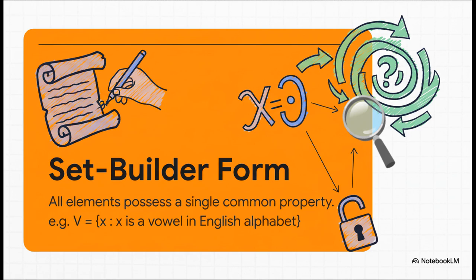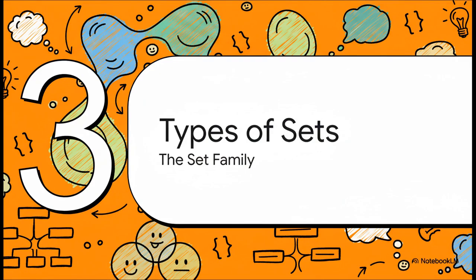Now, for the second style, the set builder form. This one's a little more clever, almost like writing a rule or a code. Instead of listing everything, you just describe the common property that all the elements have. So for our vowels, you'd write it like this. V is the set of all elements x such that x is a vowel in the English alphabet. It's a really smart way to write things, especially for sets that have tons of elements. Awesome! So we know what sets are and we know how to write them.